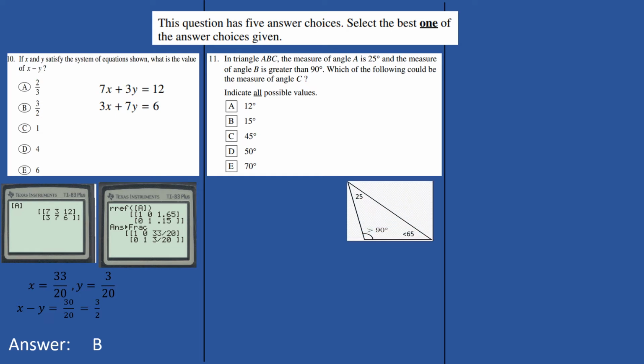We have triangle ABC where one angle is 25, the other angle is 90 degrees or greater than 90 degrees, obtuse, and then the third angle must be 180 minus (25 plus 90), which is 65, and it should be less than 65. When it is less than 65, the choices are A, B, C, and D.